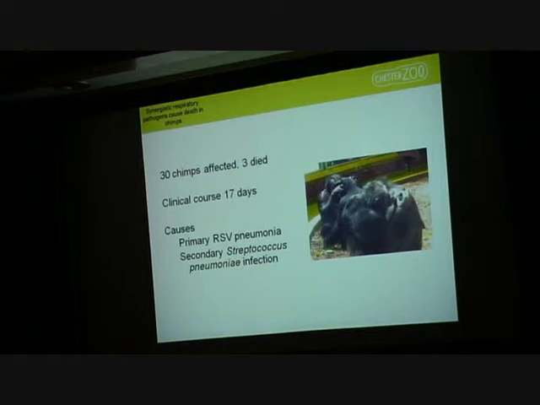Unfortunately, 3 of them died. The clinical course lasted for 17 days. We were able to diagnose the cause within 48 hours, so getting quick access to virologists was very useful. And that actually changed the way we treated the rest of the 27. Now comes the bit that I wanted to, so that's sort of like the background.